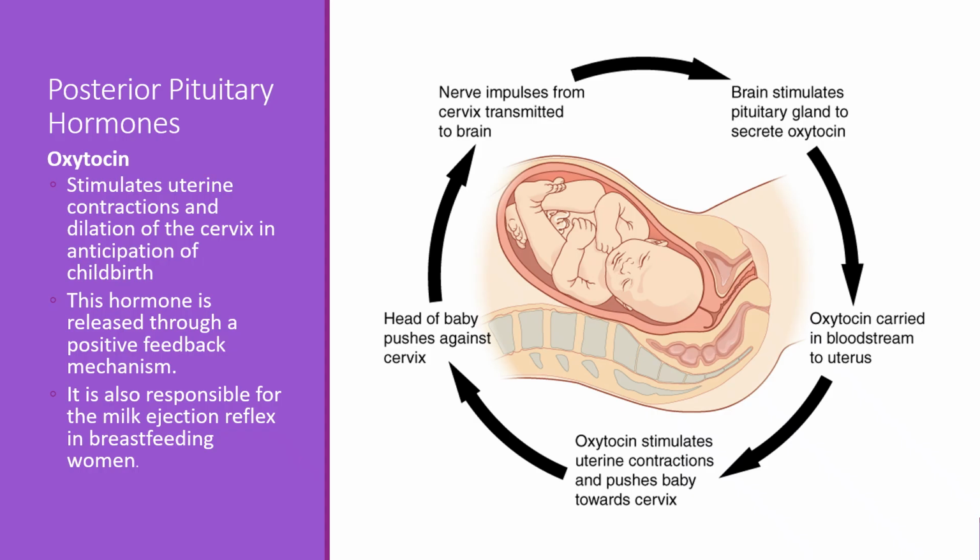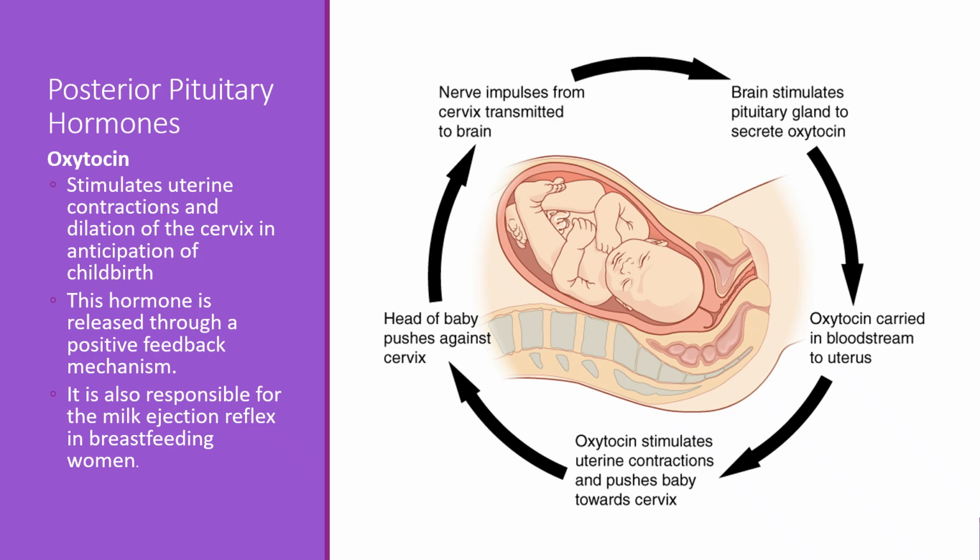All right, we're going to start over on the left-hand side where it says head of baby pushes against the cervix. So the head of the baby is pushing against that cervix. That's going to cause nerve impulses in the cervix to be transmitted back up to the brain. The brain is going to stimulate the pituitary gland, the posterior pituitary gland, to secrete oxytocin. The oxytocin is going to be carried by the blood down to the uterus, and then the oxytocin is going to cause the contraction of the uterus and push the baby towards the cervix.